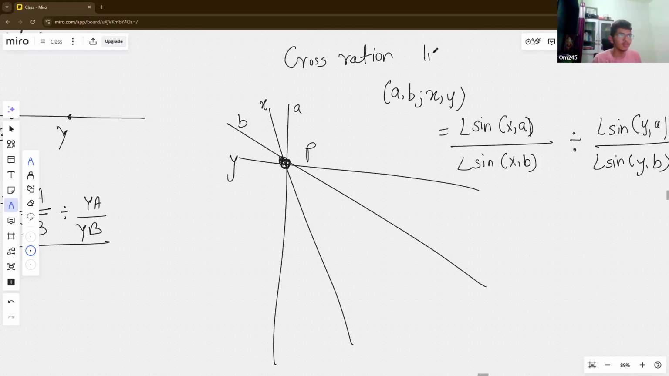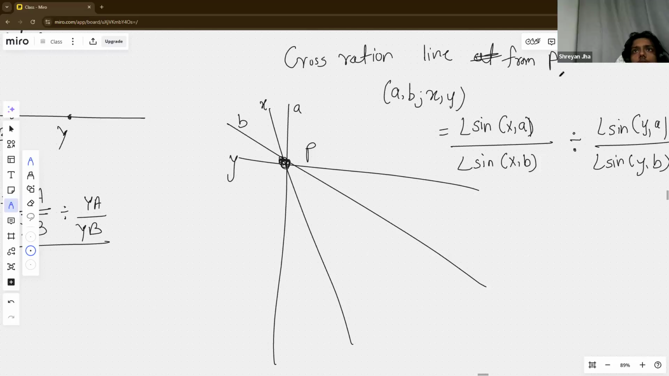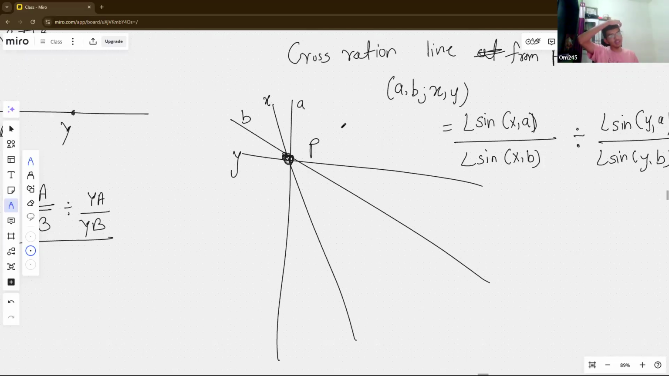Concurrent lines from P. Is there a geometric definition? Yeah, this is kind of geometric. Now we will see why this is so useful.